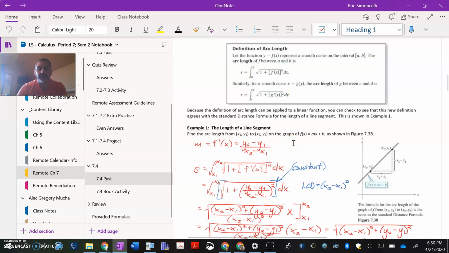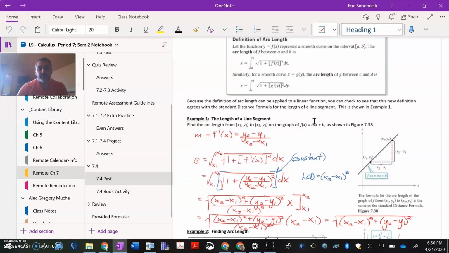Because the definition of arc length can be applied to a linear function, you can check to see that this new definition agrees with the standard distance formula for the length of a line segment. So we're actually going to use simpler terms to justify the length of a line segment using this new formula. It seems kind of strange to use something more complicated to answer a question you could have answered probably in Algebra 1. But it's nice to characterize how this new version can make things just as coherent, using something that we know we could do much easier.